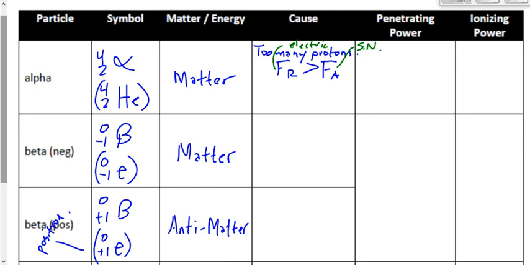Now, it's not like the rest of the nucleus is just gone. If you had uranium-235, well, now you've got something that's just slightly smaller than uranium-235, something that has 2 fewer protons and 2 fewer neutrons.